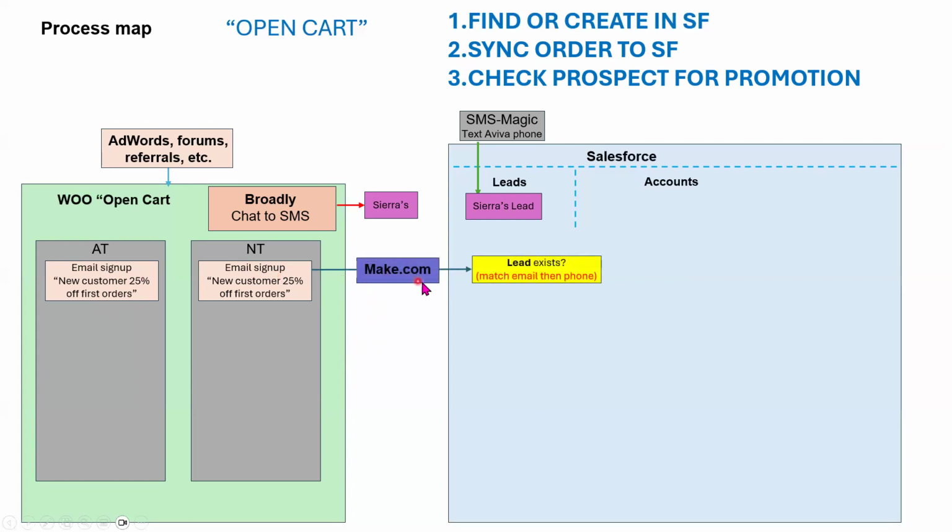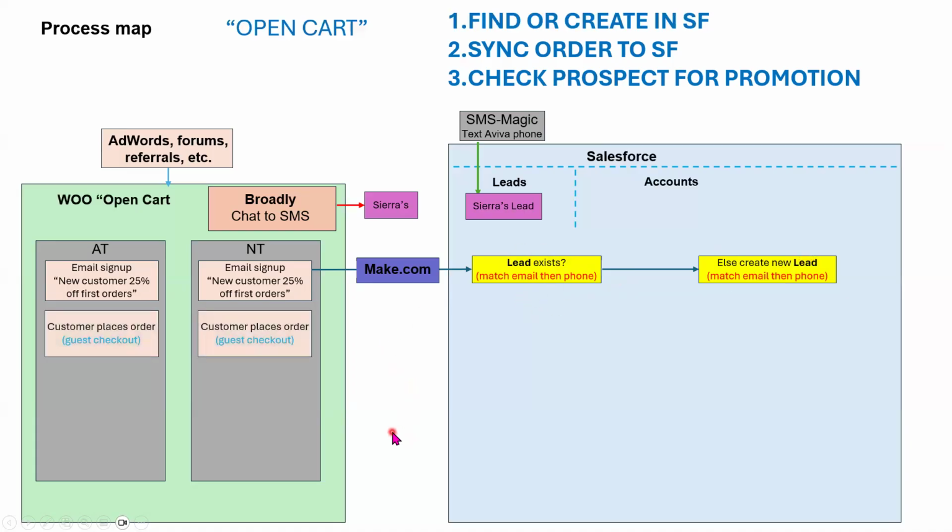So Make will catch that and it's going to come over to Salesforce, but now it's got this issue. Do they exist as a lead already? So it'll try to match up the email and then the phone number. And then, Sierra, of course, will be handling these. If it does not find a lead, it needs to create a new lead. But in any case, it'll be handled by Sierra.